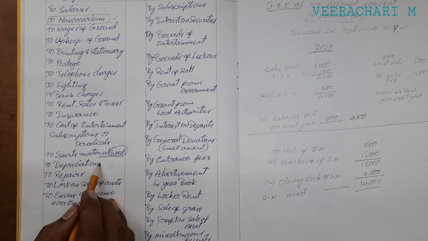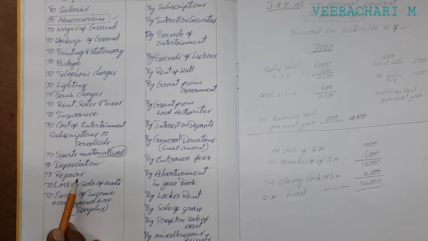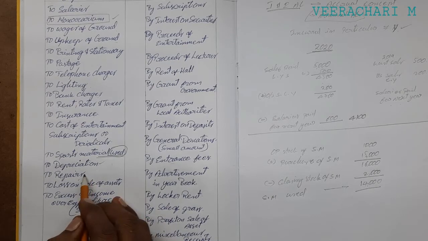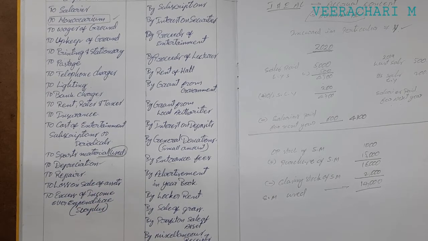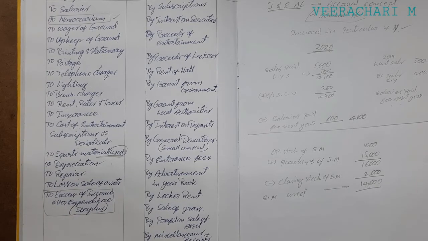And the depreciation on furniture, fixed assets, building. Any fixed asset on which depreciation is provided, that depreciation should be debited. Repairs also, repairs to the building, machinery, vehicles, should be debited. And loss on sale of assets: if an asset is sold for less than its book value, it is called a loss, and that loss should also be debited. We will discuss the next item later.